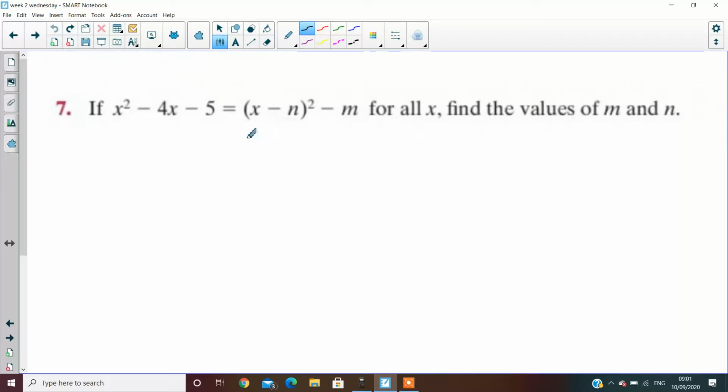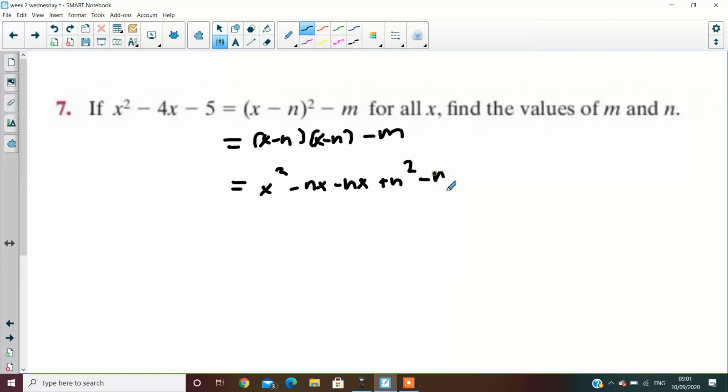So all we're going to do is expand (x minus n)(x minus n) minus m on the left. Then we're left with x squared minus nx minus another nx plus n squared minus m. Then we have x squared minus 2nx plus n squared minus m.